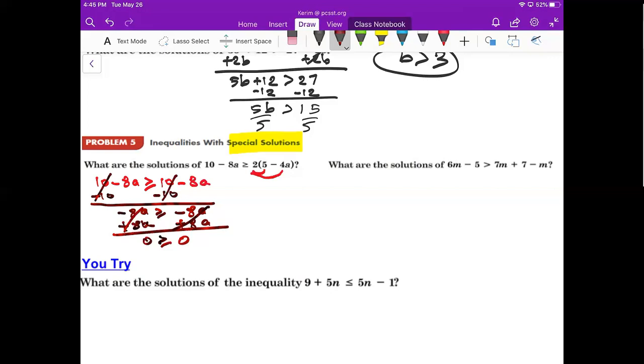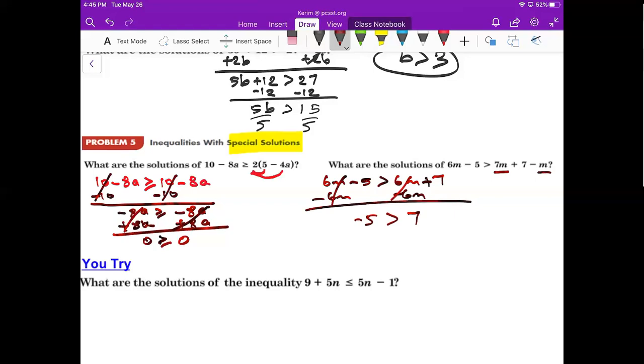So let's do the second one and see what we're going to have in that special case. First I have like terms that I need to combine on the same side. So that's 6m minus 5 greater than 7m minus m, which is 6m plus 7. When I subtract 6m from both sides, as you see, the variable is gone. What I see is negative 5 is greater than 7.